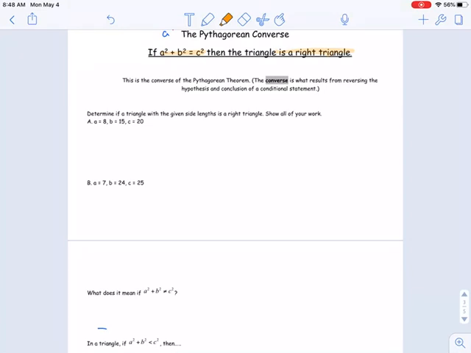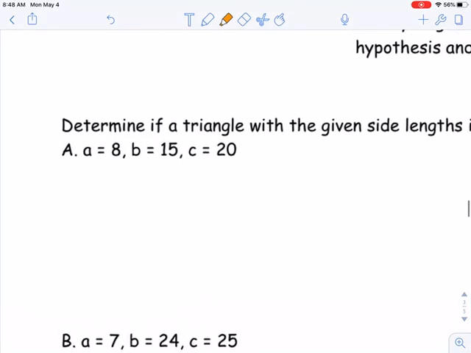Well, if you're just presented with a triangle, you can do a squared plus b squared equals c squared, and if that's true, then it is a right triangle. Basically, you could write this as a biconditional statement if you wanted to. You could say a triangle is a right triangle if and only if a squared plus b squared equals c squared. So what does that mean?